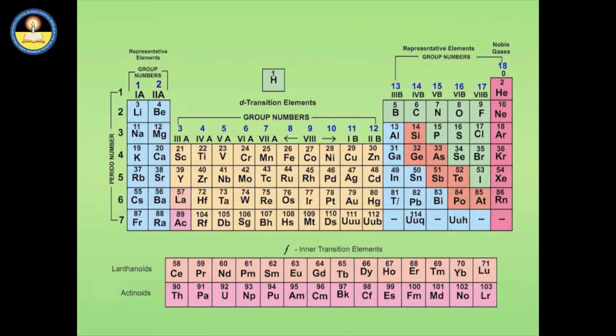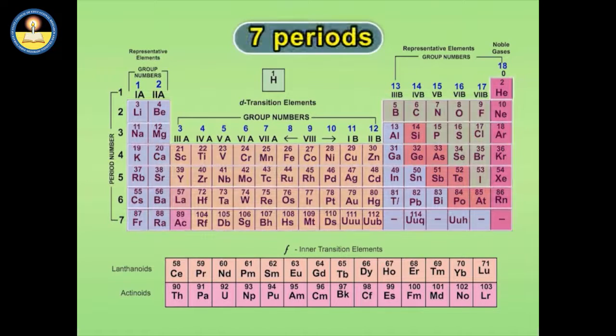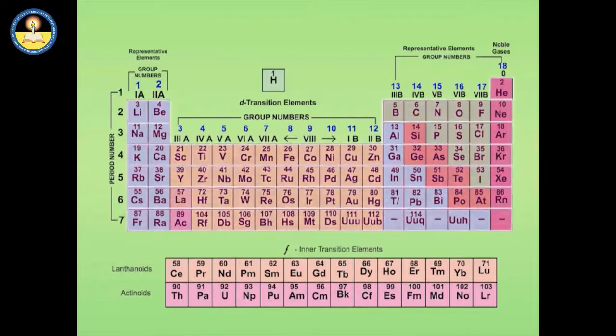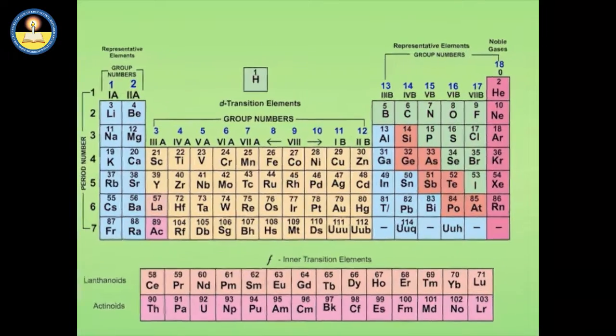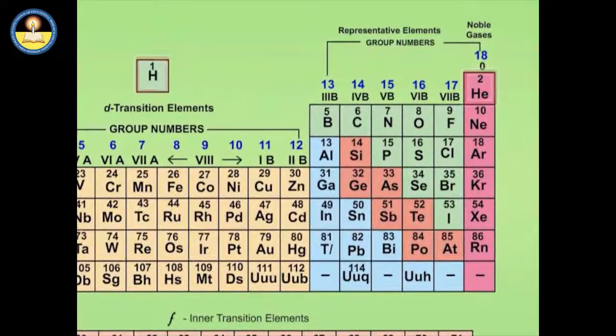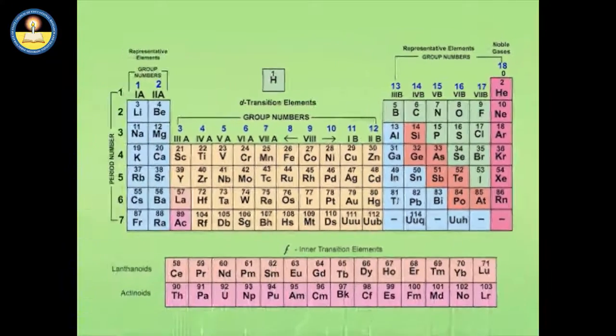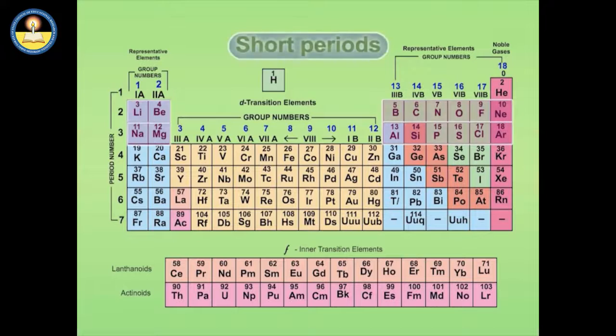The long form of the periodic table consists of 7 periods. In a period, the elements are placed with consecutive atomic numbers irrespective of the length of the period. The first period has 2 elements, hydrogen and helium. It is known as the very short period. The second and third periods have 8 elements each. These are known as short periods.